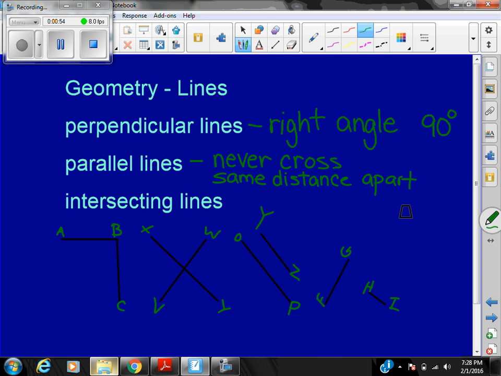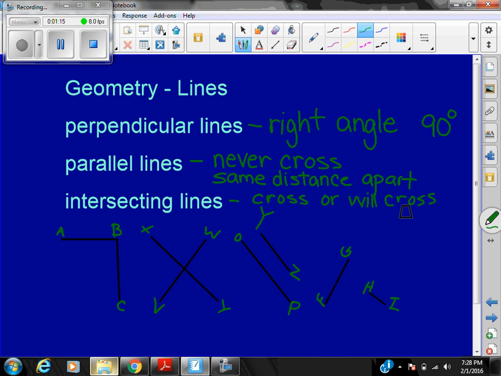And then we have what's called intersecting lines. Intersecting lines are lines that cross or will cross if you keep drawing them. Okay? So when we look down here, we have some kind of lines.